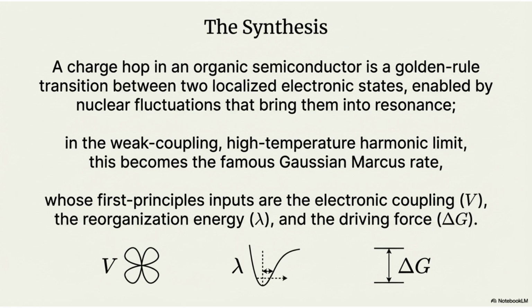In synthesis, a charge hop is a golden rule transition between localized electronic states enabled by nuclear fluctuations. In the weak coupling limit, this becomes the Gaussian Marcus rate, defined by electronic coupling, reorganization energy, and driving force.